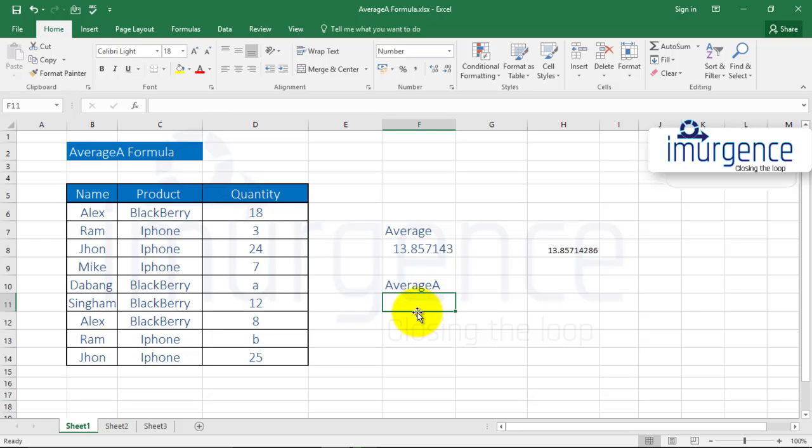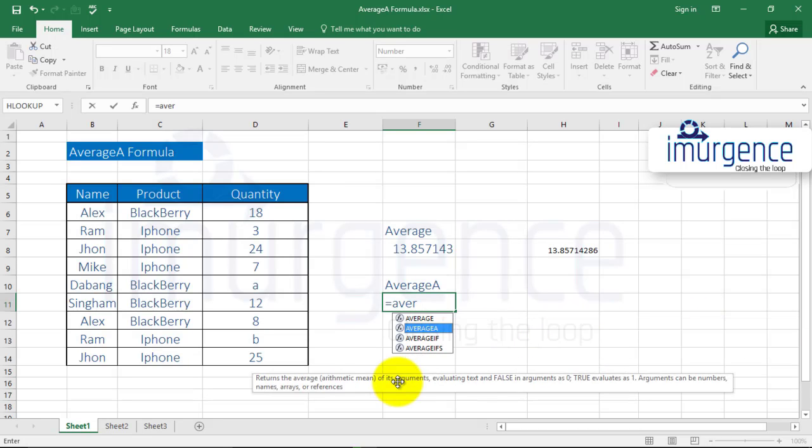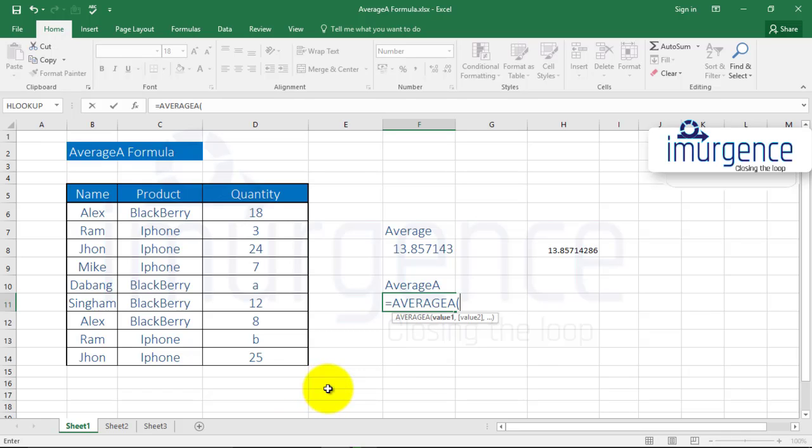So how do you use the AVERAGEA formula? Simply type in equals AVERAGEA, and you get AVERAGEA. Returns the arithmetic mean of its arguments. Evaluating text and false in arguments as 0, true evaluates as 1. The important thing is arguments can be numbers, names, arrays, or references. Let's press tab and select this range, close the bracket, and you get the answer.